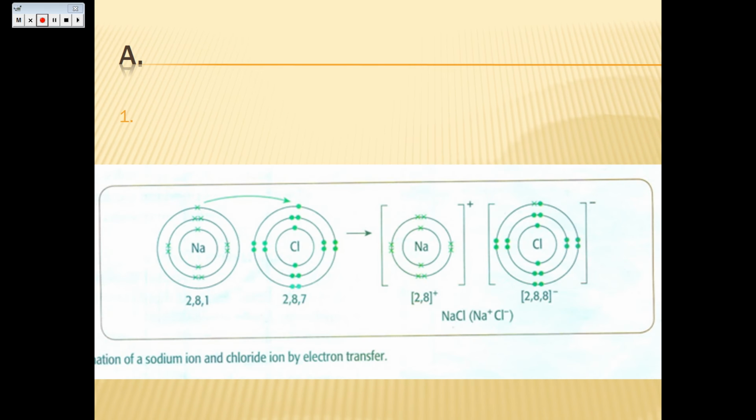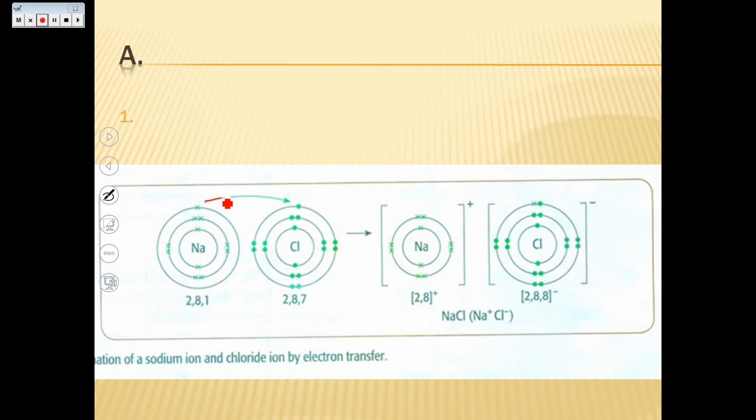Today, we will talk about ionic bonding and how to represent ionic bonding using dot cross models. Here is a picture from a textbook that shows the sodium atom and the chlorine atom's dot cross model. Notice that the sodium electrons are represented with X's, the chlorine electrons are represented with dots.